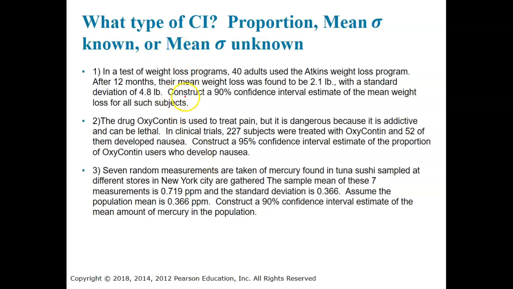Okay, as I said, you always want to find your construct statement. So this one says we're going to construct a 90% confidence interval estimate of the mean. So because it's a mean one, you need to go back and figure out whether it's mean with sigma known or unknown. So here my standard deviation is referring back to these 40 people. So this is going to be a mean with sigma unknown. Okay, on the next one, here's my construct statement. And this time we're going to be constructing a confidence interval estimate of the proportion. So this is going to be a proportion type problem.